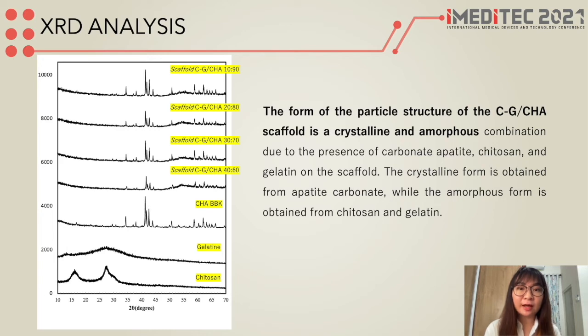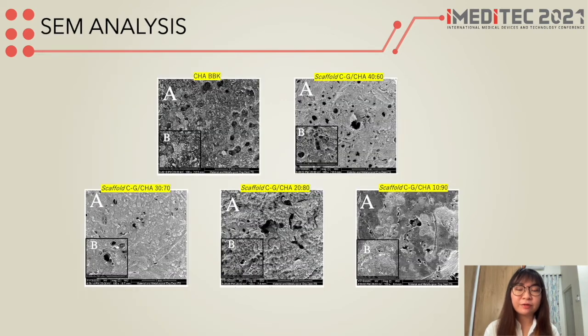This pattern indicated that the scaffold form is a combination of being crystalline and amorphous. The crystalline form is obtained from the carbonate hydroxyapatite, while the amorphous form is obtained from chitosan and gelatin. These figures show the microscopy of the composite scaffold, which can be concluded in the next table.